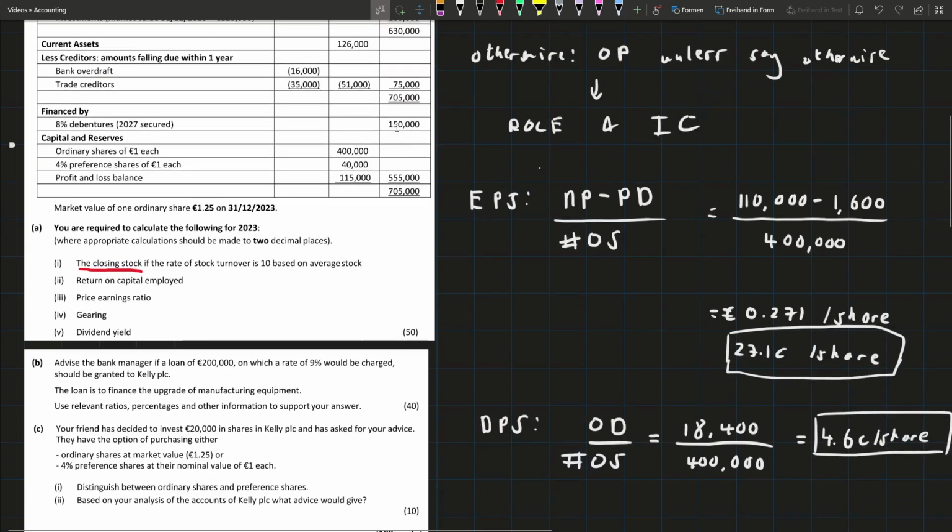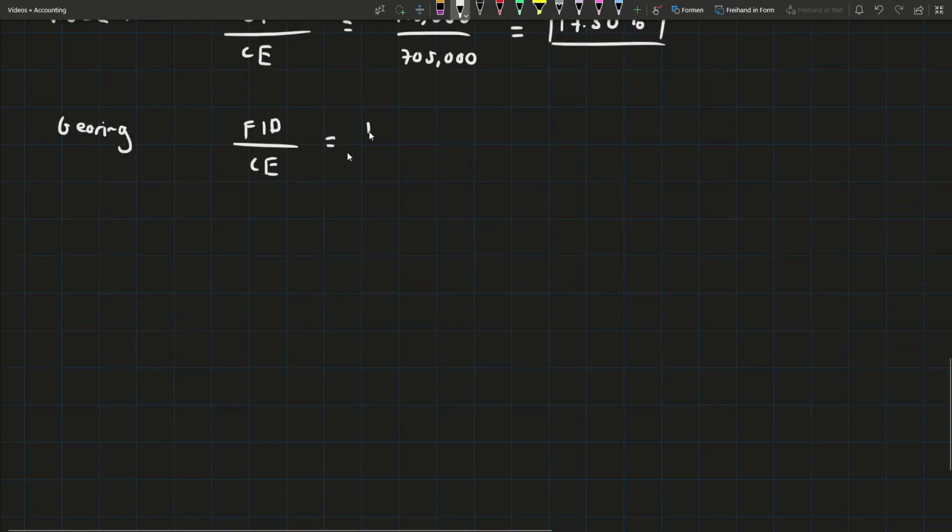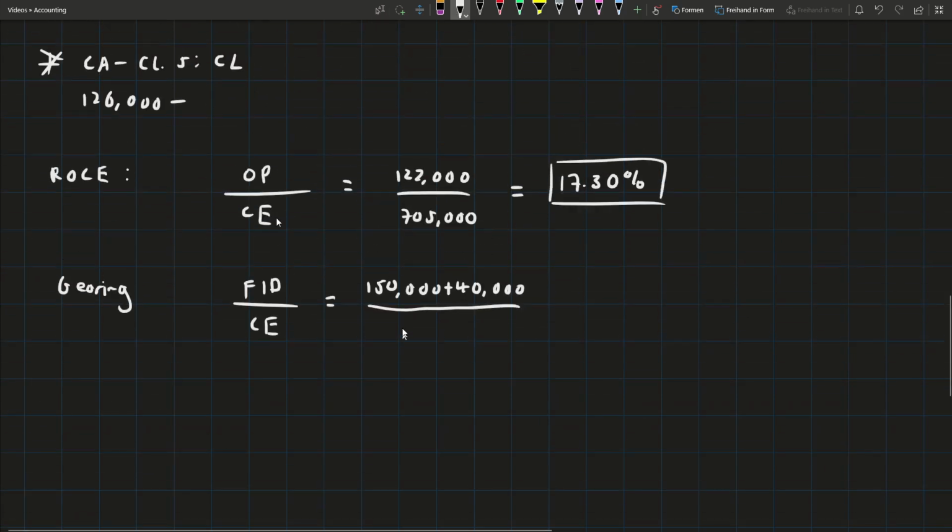So that's the one for that. So how much debt is there? 150,000 is a loan, so obviously that's debt, and then 40,000. So we have 150,000 plus 40,000 over the capital employed, which is 705,000, which is equal to 109 over 705. Multiply by 100 if you want to make it look easier. Sorry, not 109, it's meant to be 190 when you add those. Still very low though. We get 26.95%.